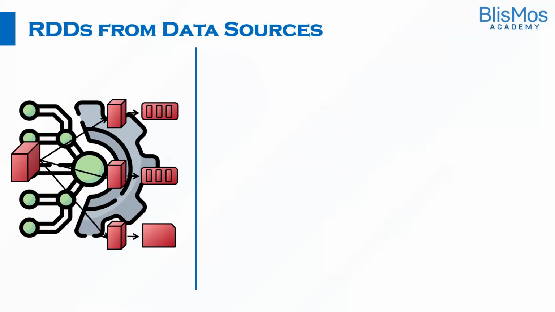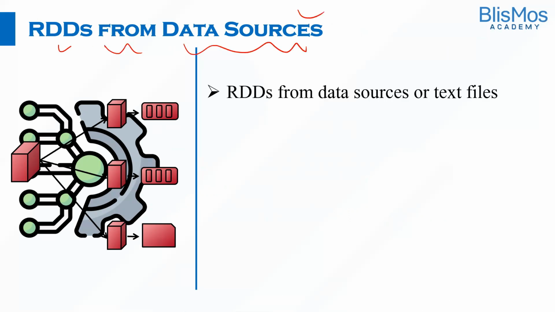We have seen two ways of creating an RDD. One is by interoperating between the data frame and RDD. The second one is creating an RDD from a local collection. The third way is we can create an RDD from data sources. Although we can create an RDD from the data sources or text files, it is always better to create an RDD from the data sources API.